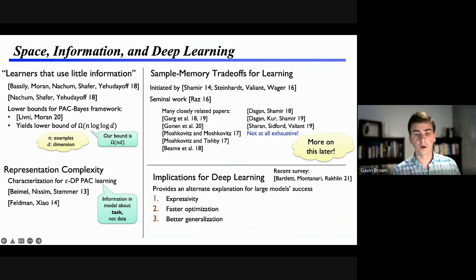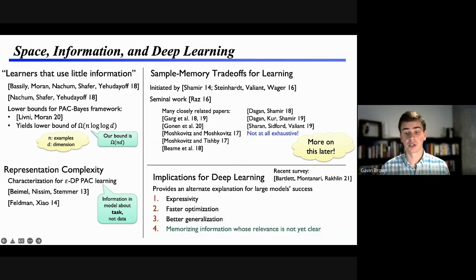Finally, there's a great deal of work on understanding why large-scale deep learning is so successful in practice. There's a recent survey that goes over this in great detail. Three common hypotheses are that large networks are simply more expressive, and this is the reason for their success; that perhaps they facilitate easier or faster optimization; and perhaps that they have better generalization properties. Our work supplies a fourth, not mutually exclusive explanation: models must memorize information whose relevance is not yet clear.